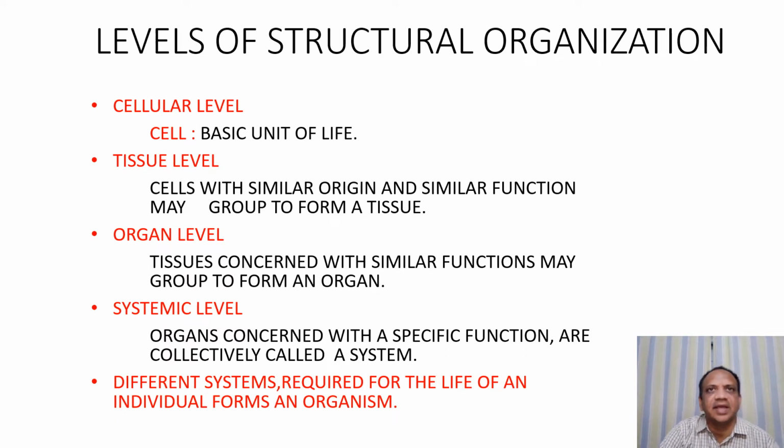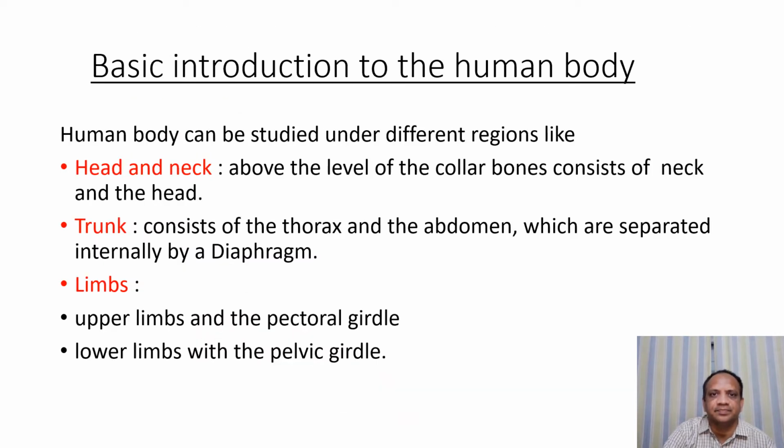If we observe a human body or any life, it starts as a single-celled zygote which divides repeatedly to form germ layers, from which tissues are formed, and the tissues unite to form an organ, and different organs concerned with a specific function unite to form a system, and different systems comprise the human body or an organism.